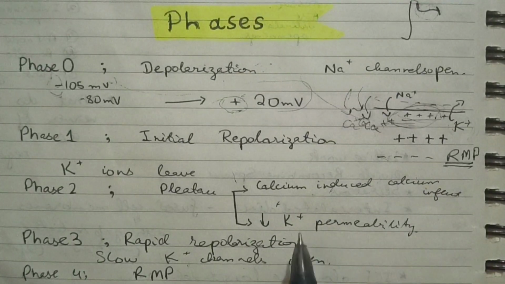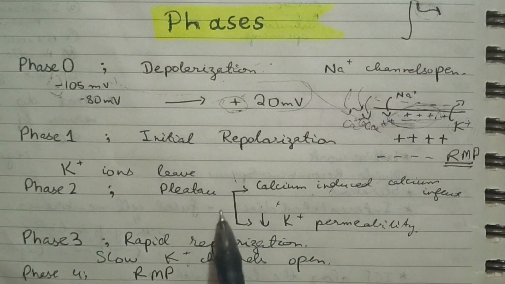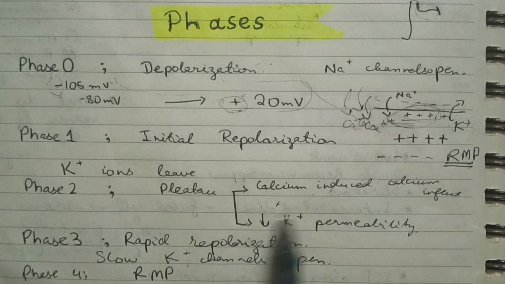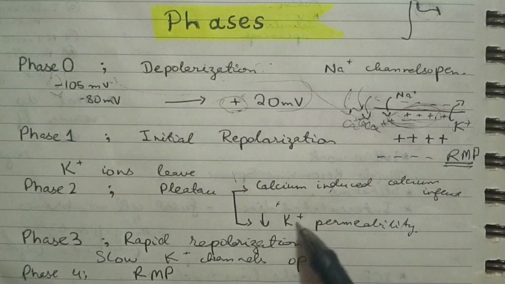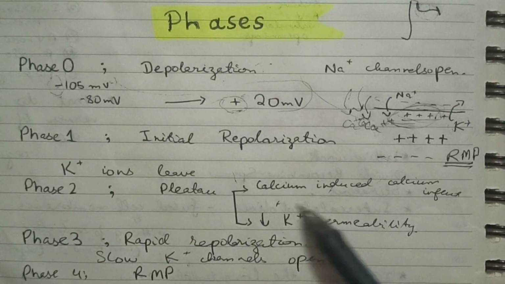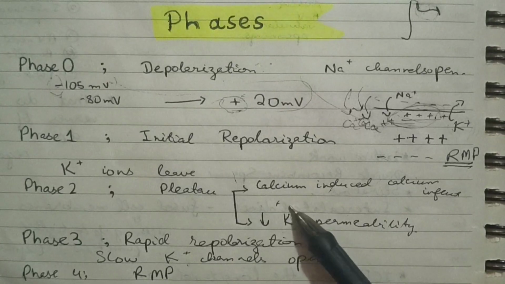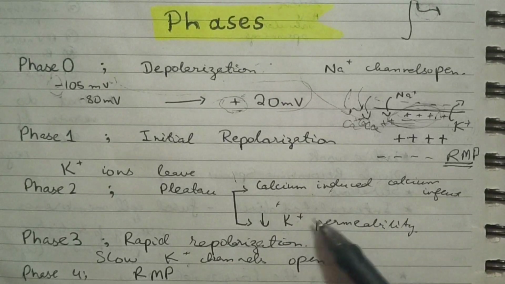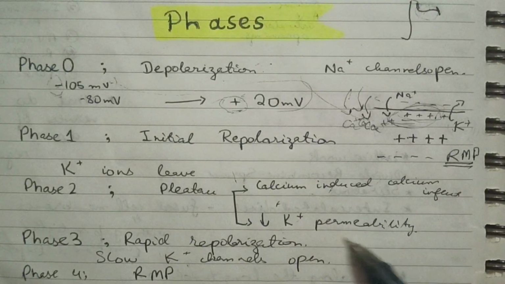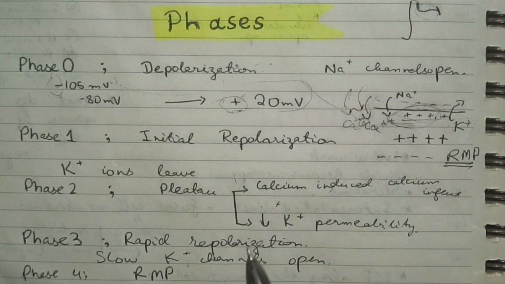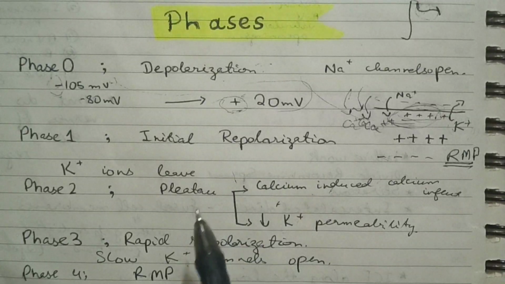And the second thing that participates in this plateau phase is the decreased permeability of potassium. When there is a huge calcium influx, the permeability of potassium decreases approximately 15 fold, so that it cannot travel outside the cell membrane, and thus there will be plateau instead of repolarization.